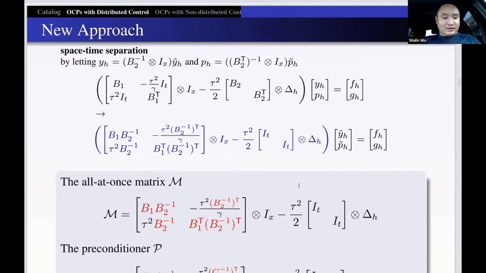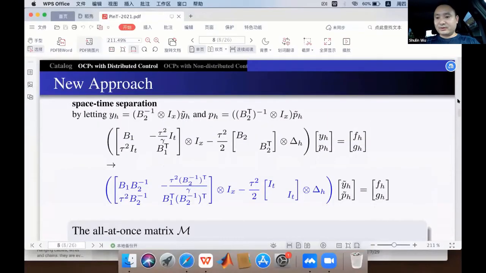Can you see the full screen? It seems not correct. Don't know why.